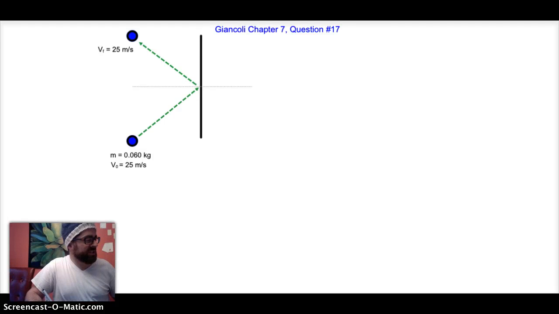This is question number 17 from chapter 7. It reads, a tennis ball of mass 0.06 kilograms and speed 25 meters per second strikes a wall at 45 degrees and rebounds with the same angle. What is the impulse, both magnitude and direction, given to the ball? I've made a sketch that represents what's going on in the sketch in the textbook.